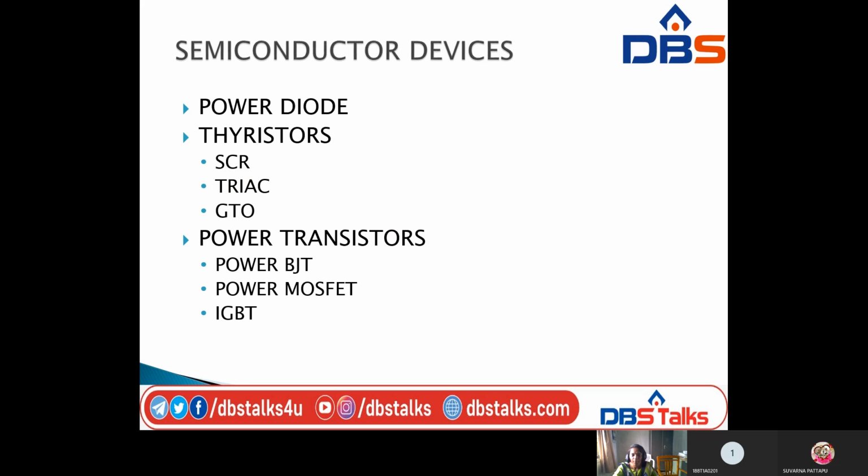In semiconductor devices we have power diodes, thyristors, and power transistors. In thyristors we have SCR, TRIAC, and GTO. In power transistors we have power BJT, power MOSFET, and IGBT. So these are the semiconductor devices. Today we will discuss power diodes.